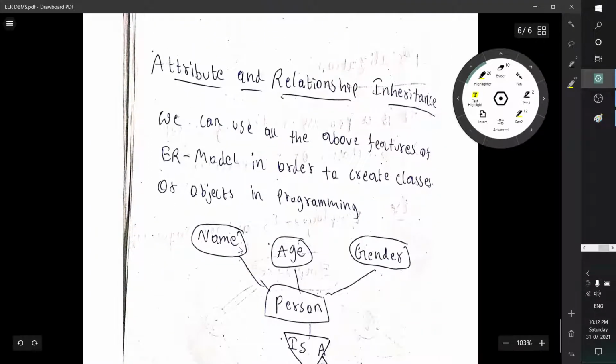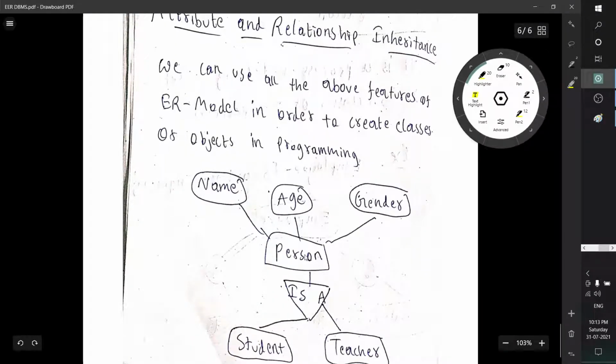So attribute and relationship inheritance. We can use all the above features of an ER model in order to create classes of objects in programming. So we can just see name, age, gender will be there for a person, but a person is a student or a teacher. We can use this instead of a disjoint. So disjoint will just give an option to the user to choose whether he wants to be a secretary or an engineer. It is defined as a rule: a person can be either a student or a teacher, he can't be both. So this is about it.